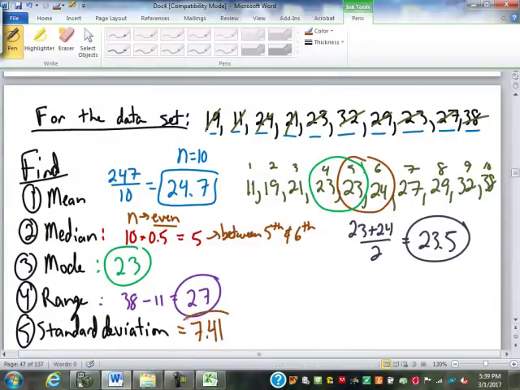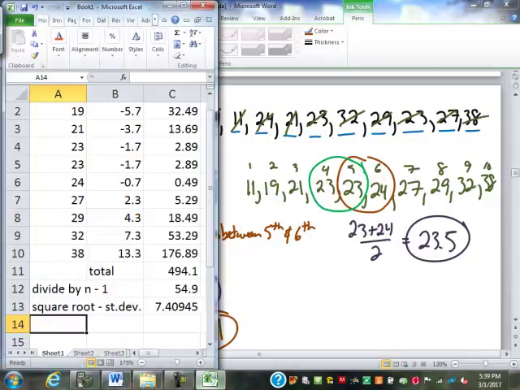What's the command for square root in Excel? In Excel, the command for square root is SQRT. I'm going to leave that open because I might use that later.